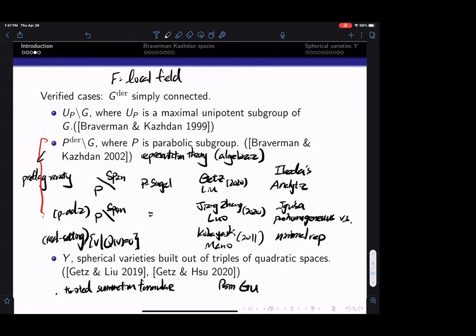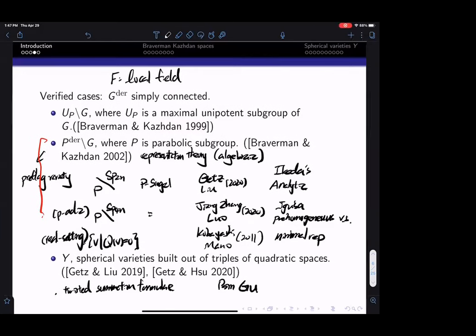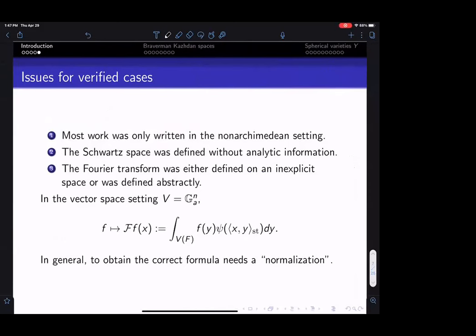So it's good that we have all these known cases, but there are several issues in these established cases. So the first one is most work was only written in the non-Archimedean setting.